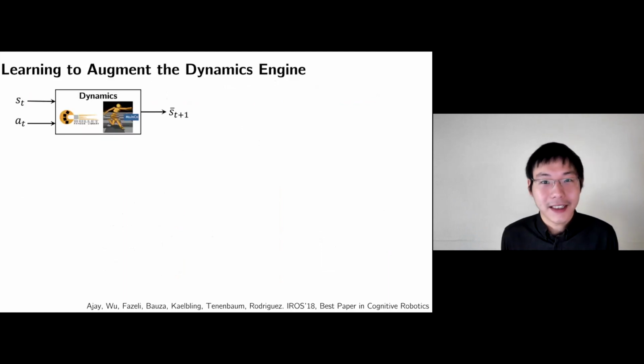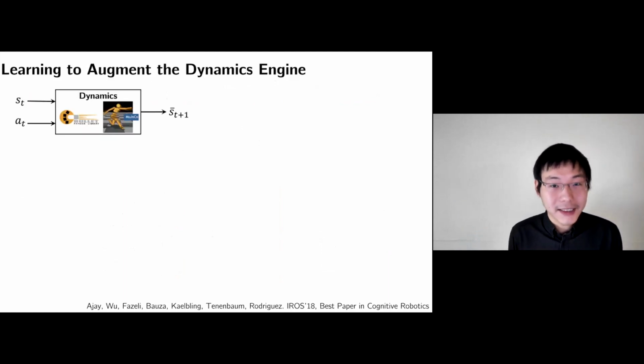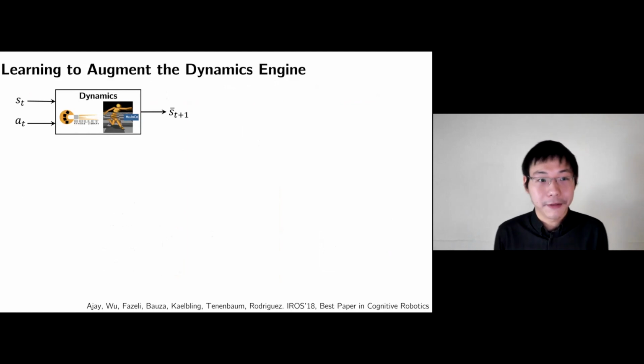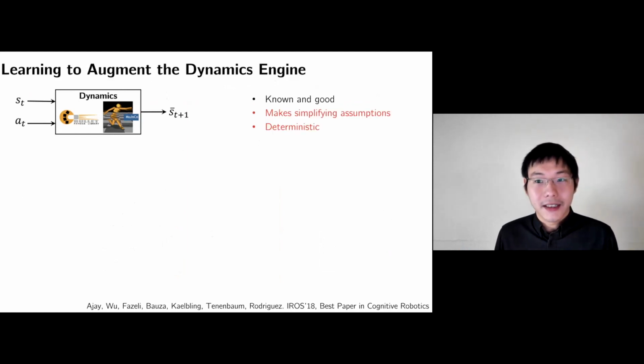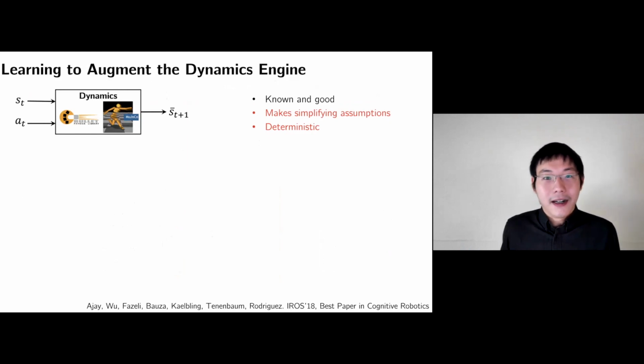A dynamics engine, as we said at the beginning, takes the current state and the action, which could be gravity or any forces, and predicts what's going to happen in the next step, right? The positions of the objects and all those states. The benefit of such a dynamics engine is it's known and it's usually pretty good, because people in physical simulation and robotics have spent decades building them.